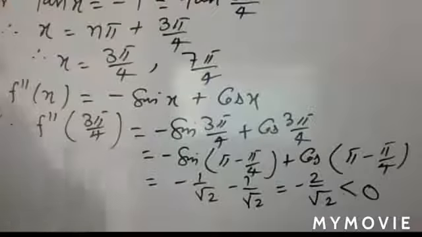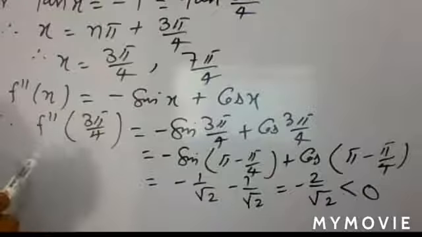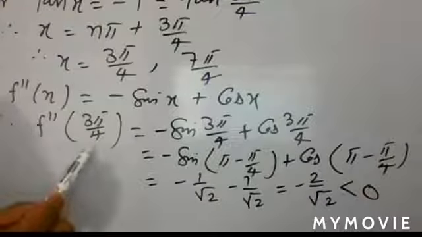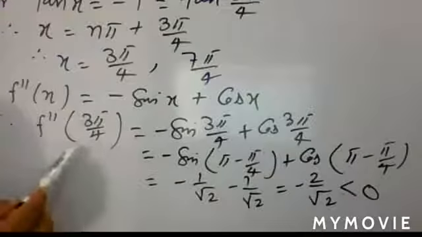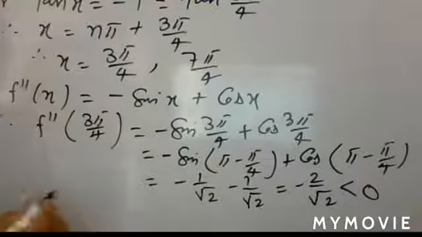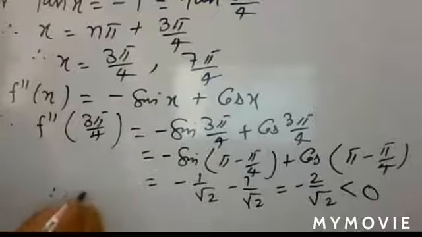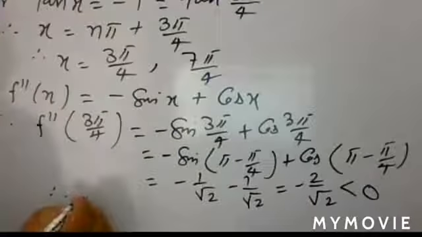So here you find that the value of f double dash x for the point 3 pi by 4 is negative. So x is equal to 3 pi by 4 is a point of local maxima. You can write it in this way. Hence x is equal to 3 pi by 4, local maxima.